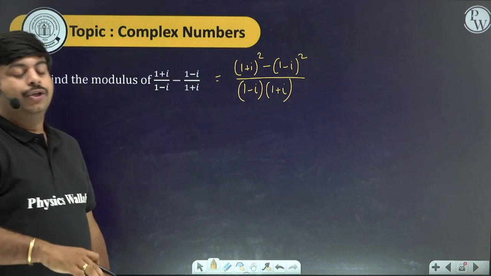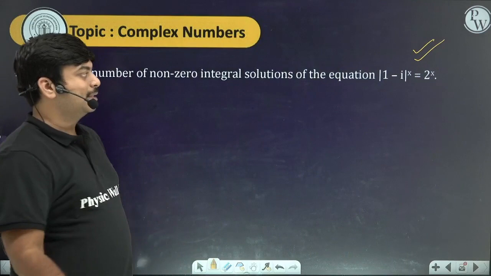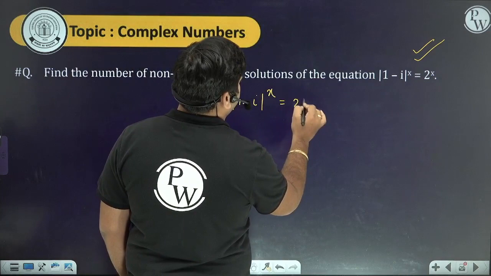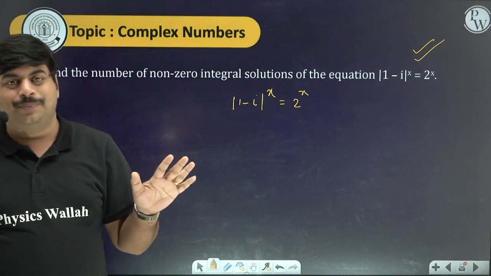All right. Find the number of non-zero integral solutions of the equation (1 minus i) whole power x is equal to 2 power x. So that's a beautiful question. I'll just give you some hints, but I'll not tell you the solution. Let us assume that x is equal to 0. Then (1 minus i) power 0, anything power 0 is 1. So 1 is equal to 1. Is that correct? Think about that, okay? If x equals 0 will it satisfy?